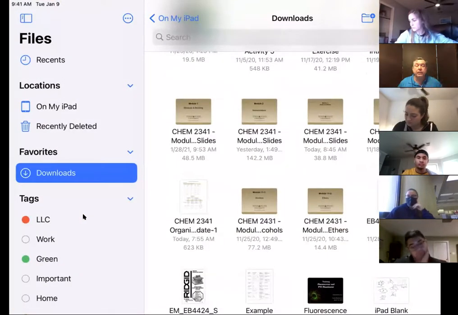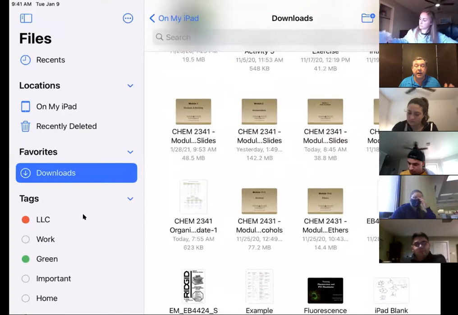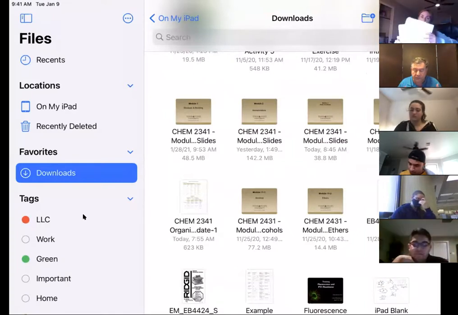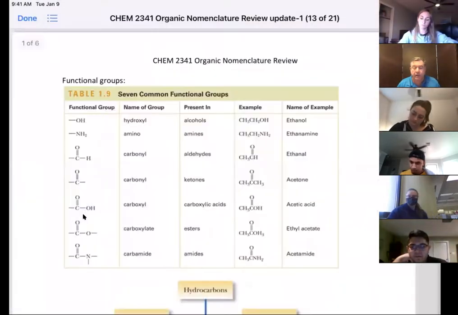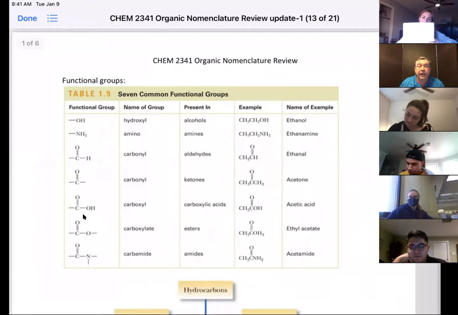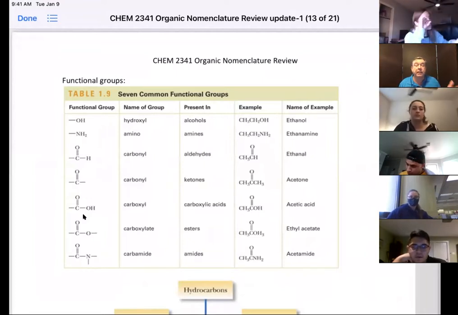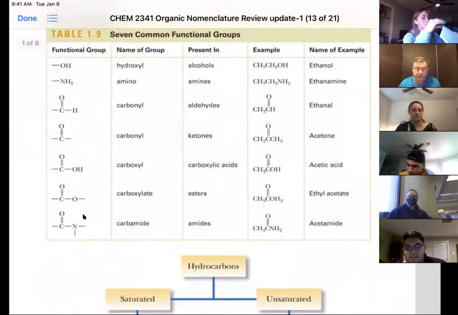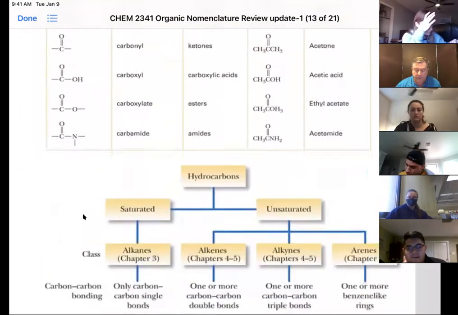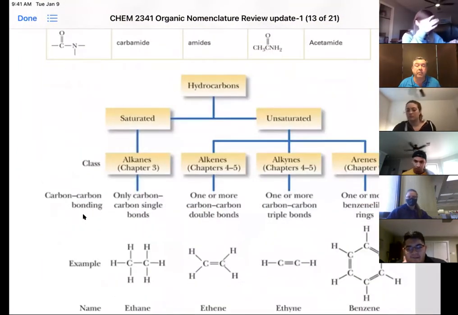Okay, now we're going to get ready to do our activity. The first thing I want to do in the activity is pull up the organic nomenclature review, a PDF from the Canvas site. Okay, so this is a very great thing to help you remember. It has all the different functional groups right here, and how to name them. The different types of hydrocarbons we have.